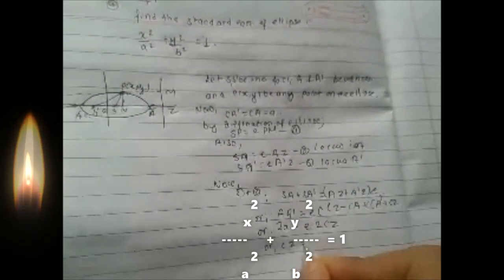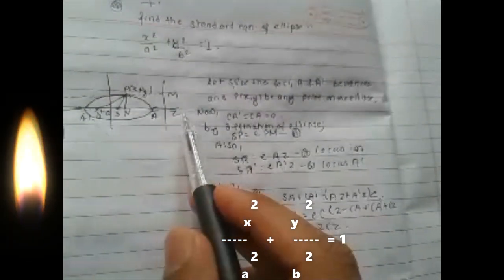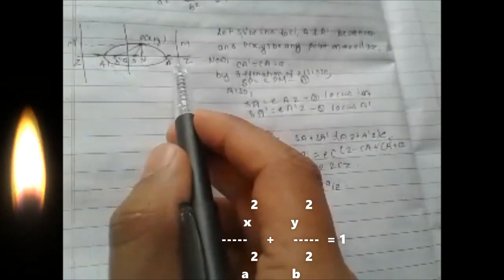Or AA dash, this A to A dash: the length of C to A is a, and C to A dash is a, so the total is 2a, which is equal to e times 2CZ. So our CZ has come out as a by e. For your information, this is the equation of the directrix.